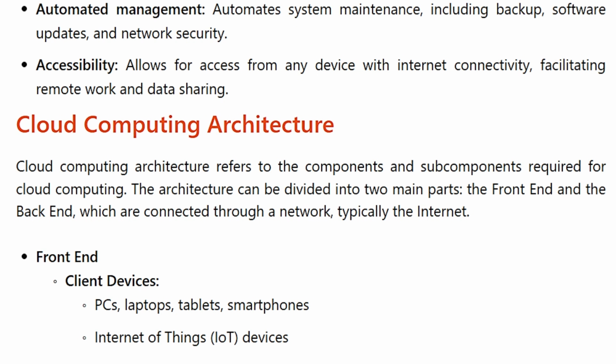Cloud computing architecture. Cloud computing architecture refers to the components and subcomponents required for cloud computing. The architecture can be divided into two main parts, the front end and the back end, which are connected through a network, typically the internet.